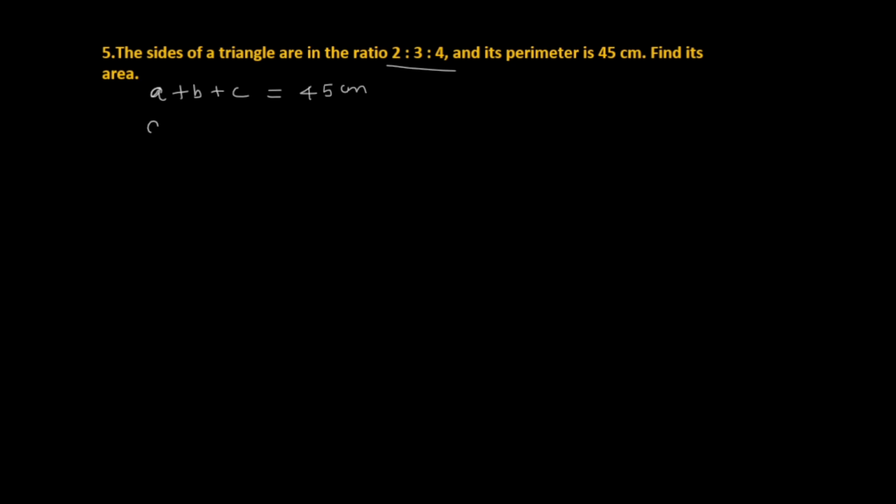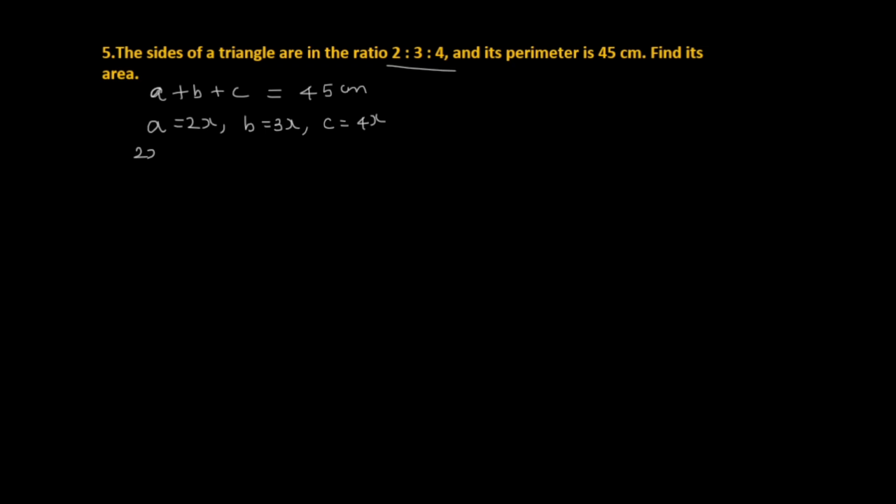2:3:4. So let's take side A is equal to 2x, side B is equal to 3x, side C is equal to 4x. Whenever the ratio is given, we need to find it with the common factor so that we will get the correct measure of the side.